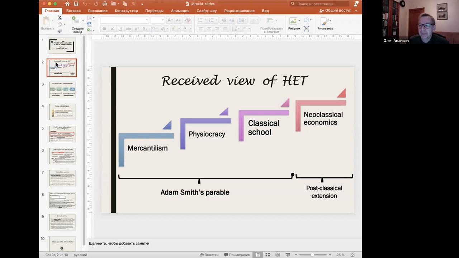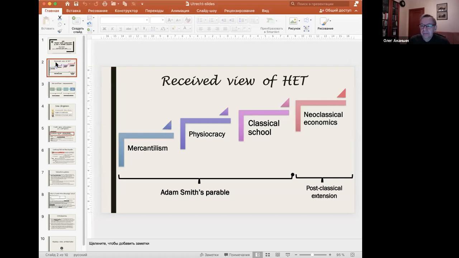Physiocracy is assessed a little bit better, but never mind. These two systems were a kind of background for his own system. And I think that for the purposes of Adam Smith himself, it was quite reasonable. But after Adam Smith, this scheme became a kind of mainstream in the history of economic thought. And to my understanding, it remains the same until now, even if there emerged some textbooks which try to escape this scheme.